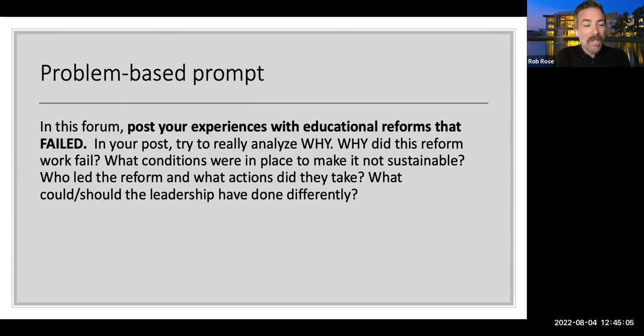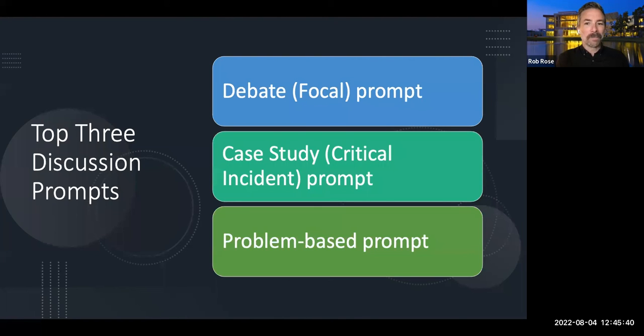in their content area. So this particular example says, in this forum, post your experiences with educational reforms that failed. In your post, try to really analyze why. Why did this reform work fail? What conditions were in place to make it not sustainable? Who led the reform? What actions did they take? What should or could the leadership have done differently? So again, it's focusing on a problem and asking students to formulate potential solutions to that problem. That's the third tool that I'm encouraging you to have in your tool belt.